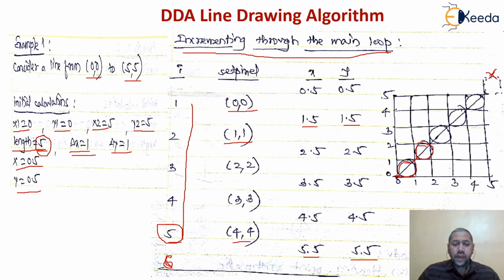In the next lecture we will see how it can be implemented using C programming, so that it will be easier for us to understand, and after that we will go on to understand Bresenham's line drawing algorithm. I hope all of you have understood it. A very easy algorithm, the DDA line drawing algorithm. Thank you.